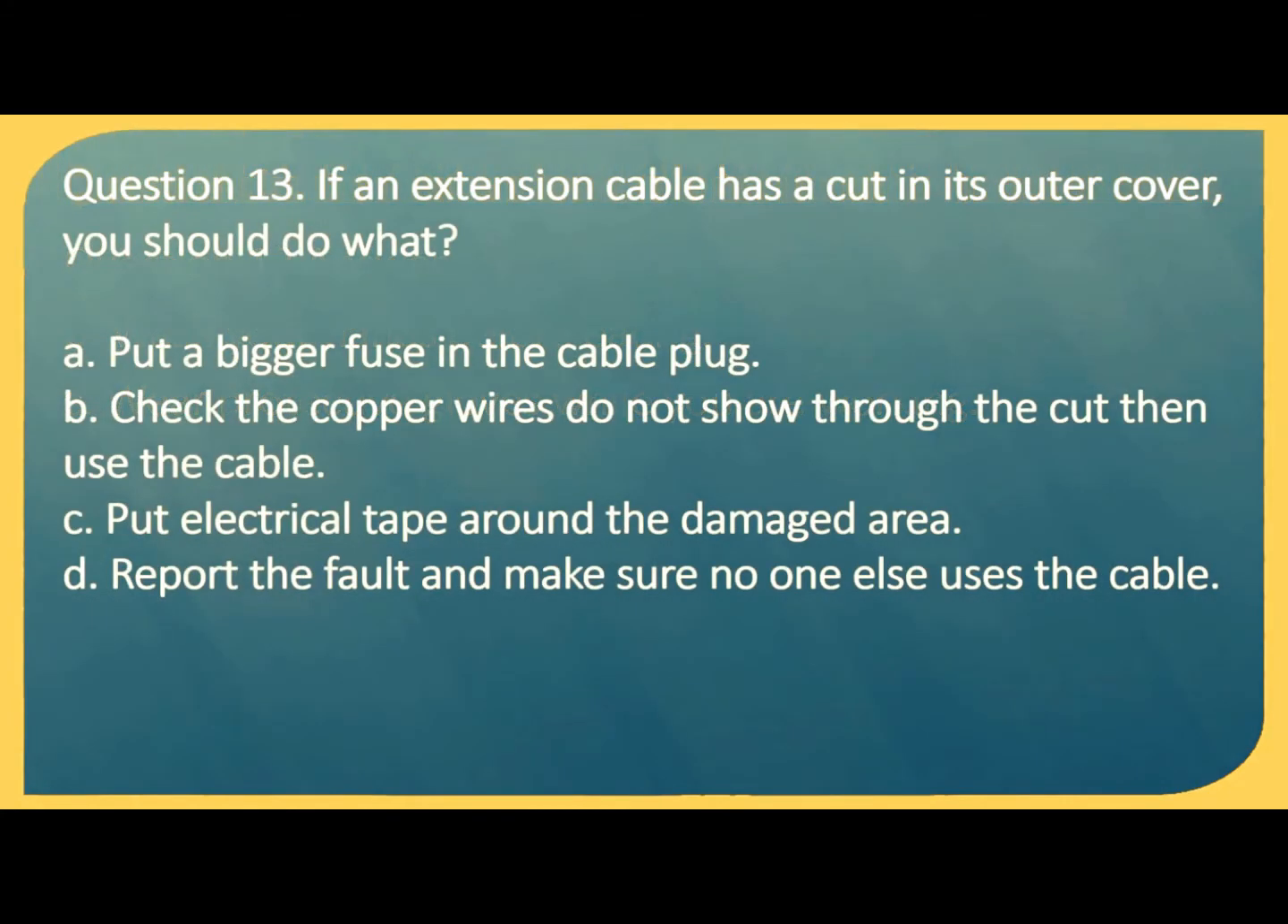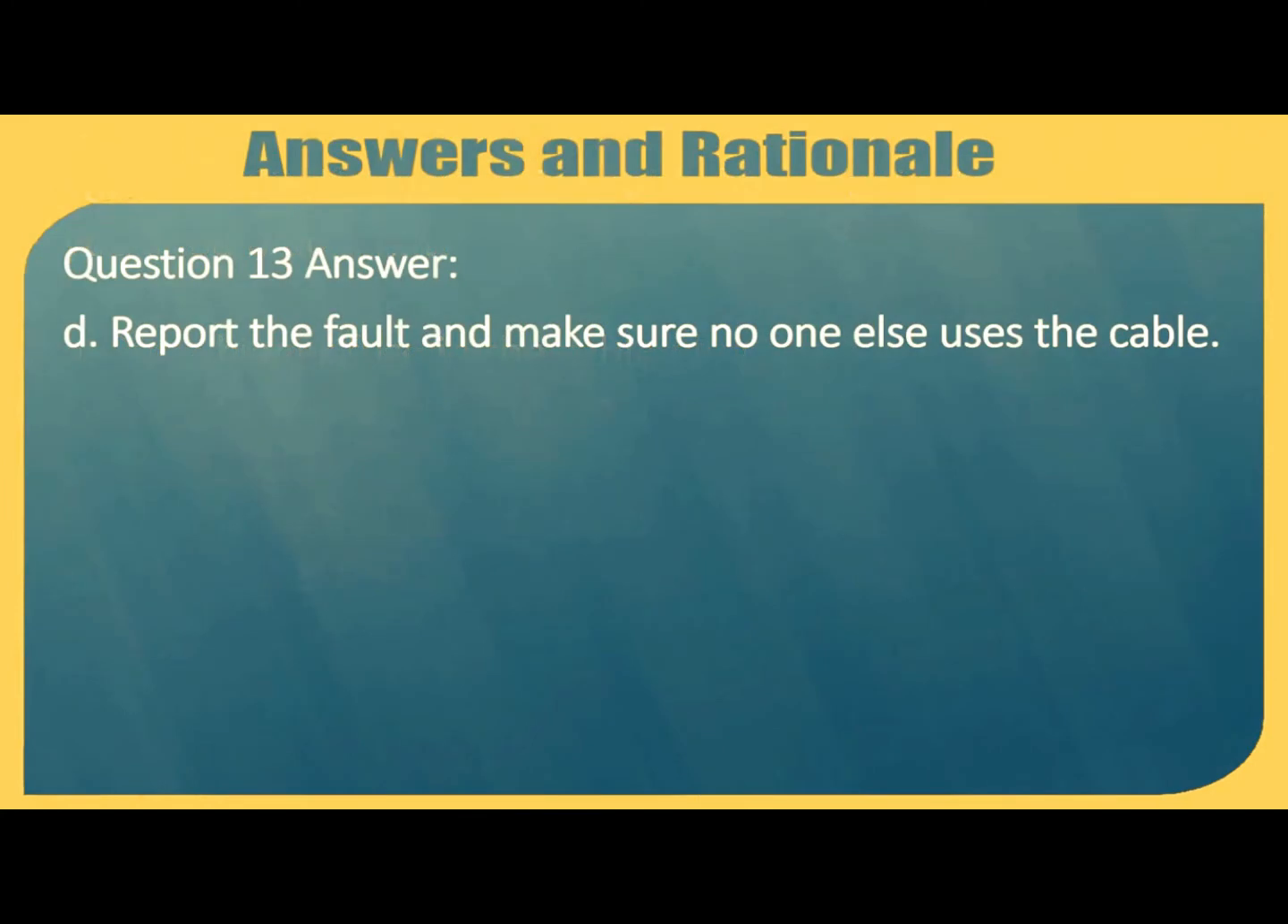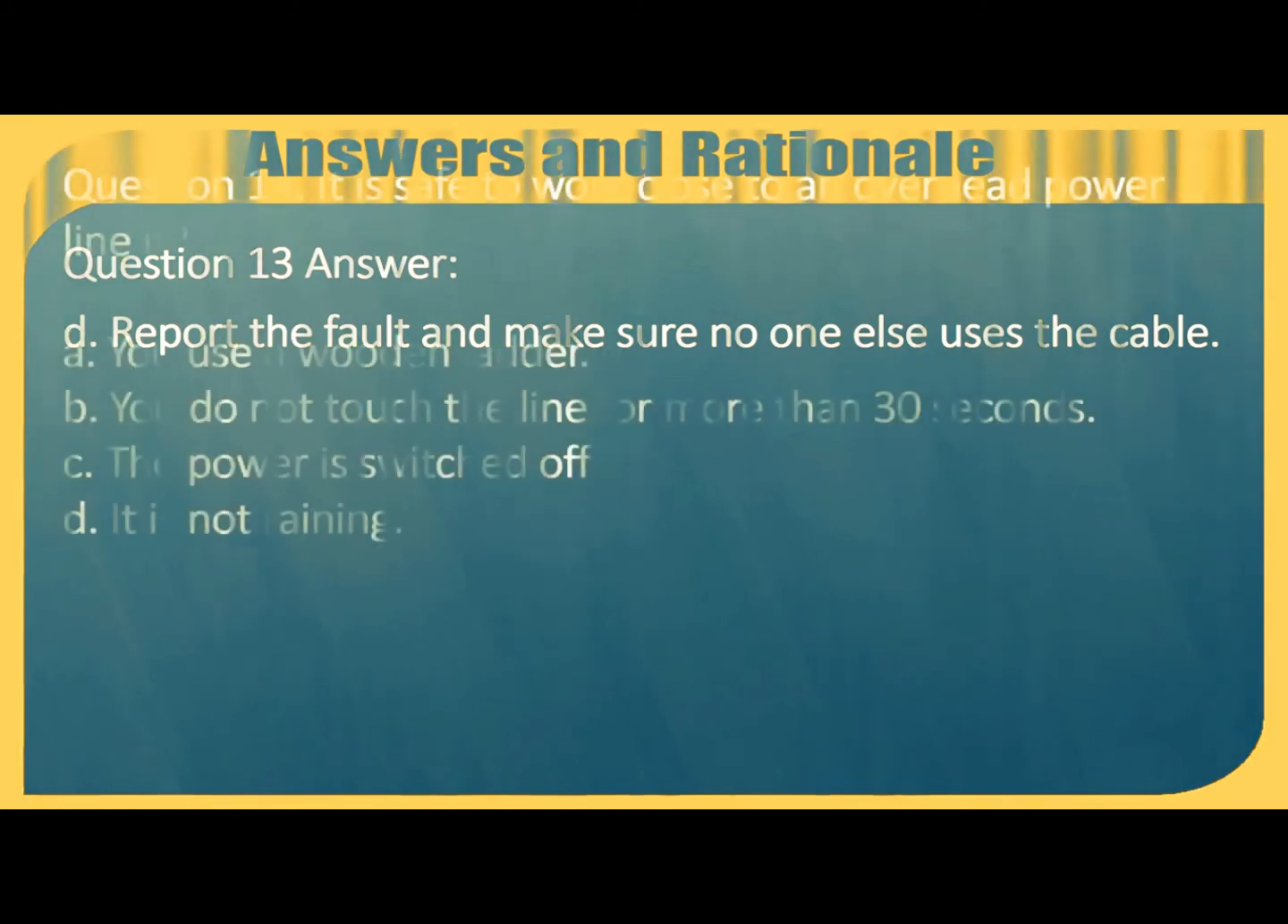Question 13. If an extension cable has a cut in its outer cover, you should do what? A. Put a bigger fuse in the cable plug. B. Check the copper wires do not show through the cut, then use the cable. C. Put electrical tape around the damaged area. D. Report the fault and make sure no one else uses the cable. Question 13. Answer: D. Report the fault and make sure no one else uses the cable.